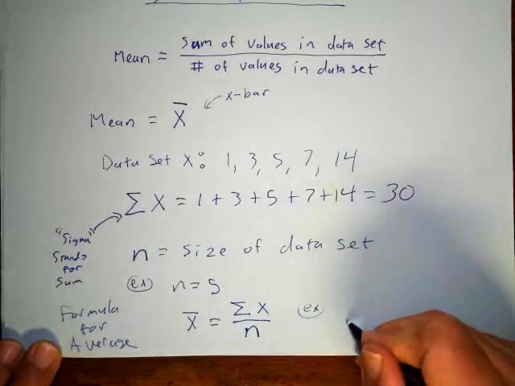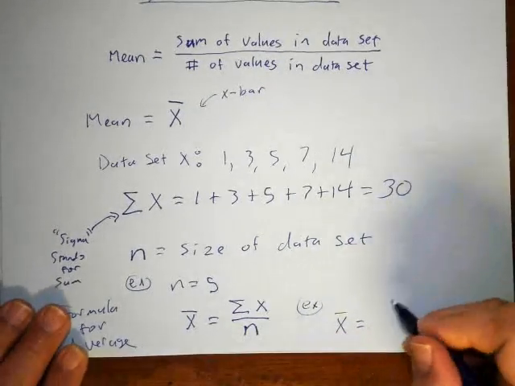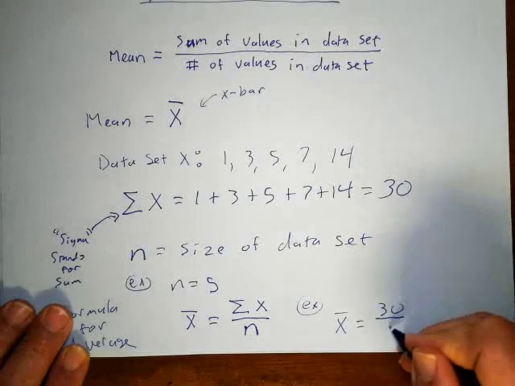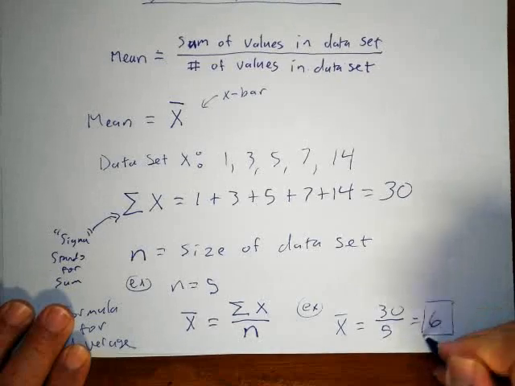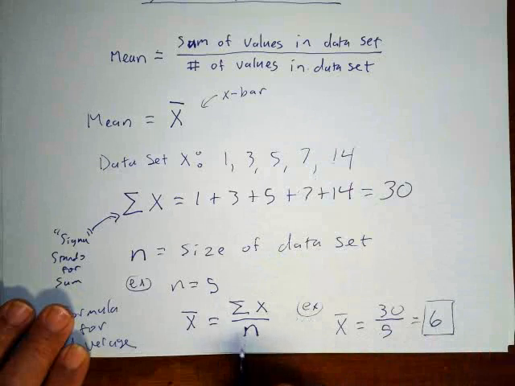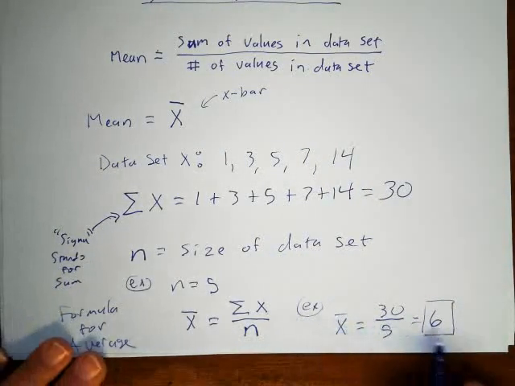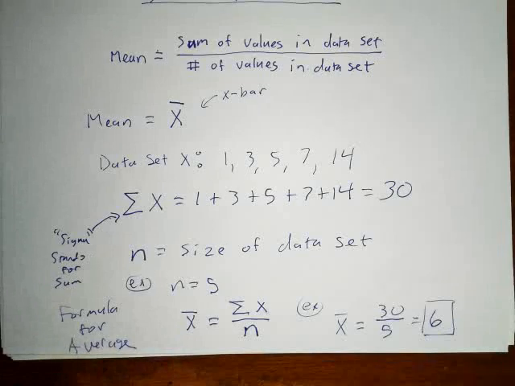So in this case, X bar is equal to 30 over 5, and so my mean would be equal to 6. So the sum of X is the sum of the values, N is the number of values, and then you've got a nice formula for the average value or the mean value in your data set.